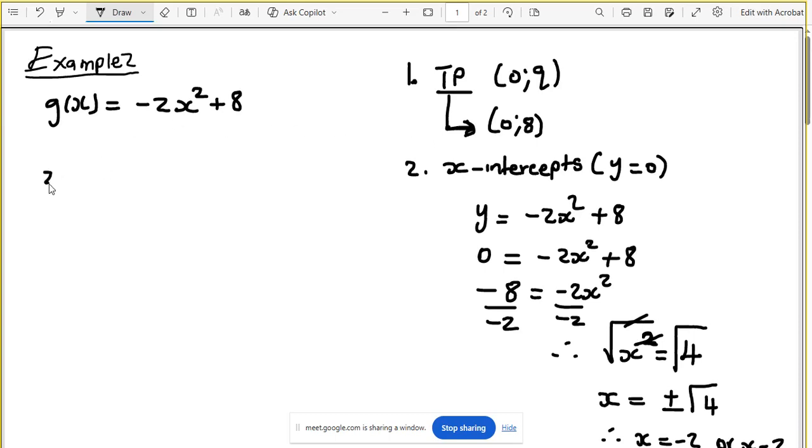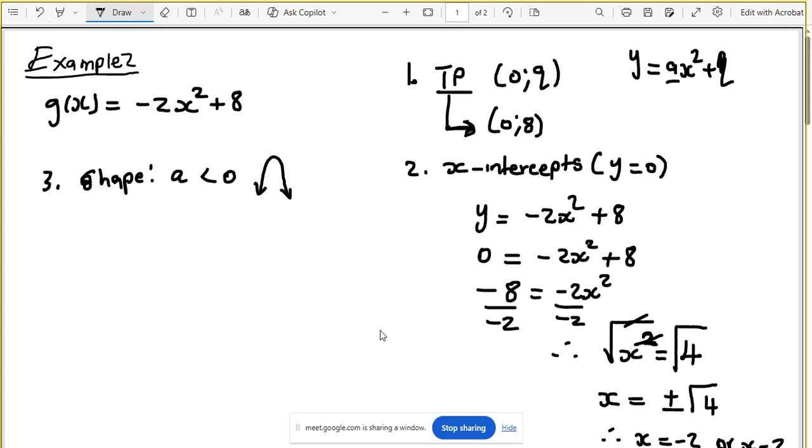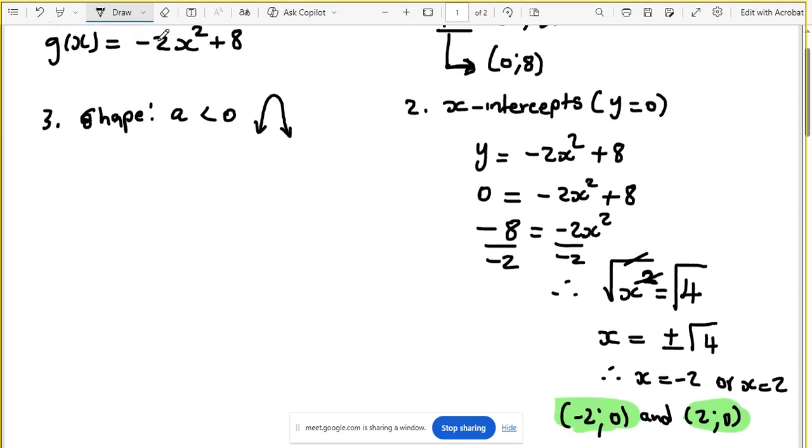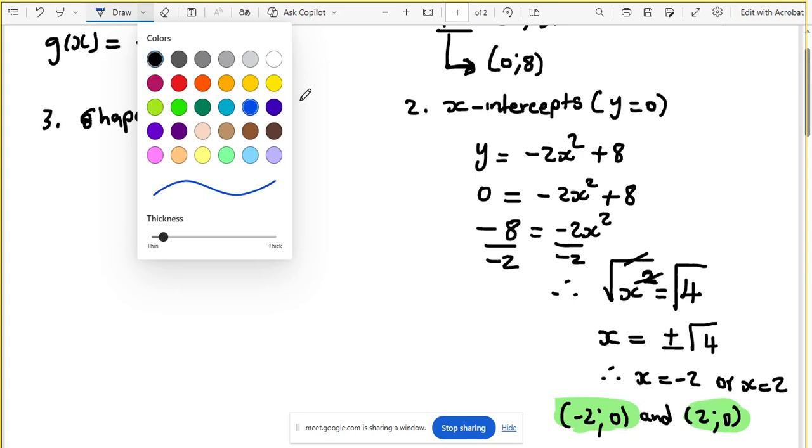Next step, step number 3, you need to determine the shape. Look at the value of a. Remember the equation is in the form of y equals ax squared plus q. So the value of a is -2. So the value of a is less than 0, meaning our graph should have a sad face. It will be concave down. Now we can definitely draw the graph. So we can just put the graph like this.